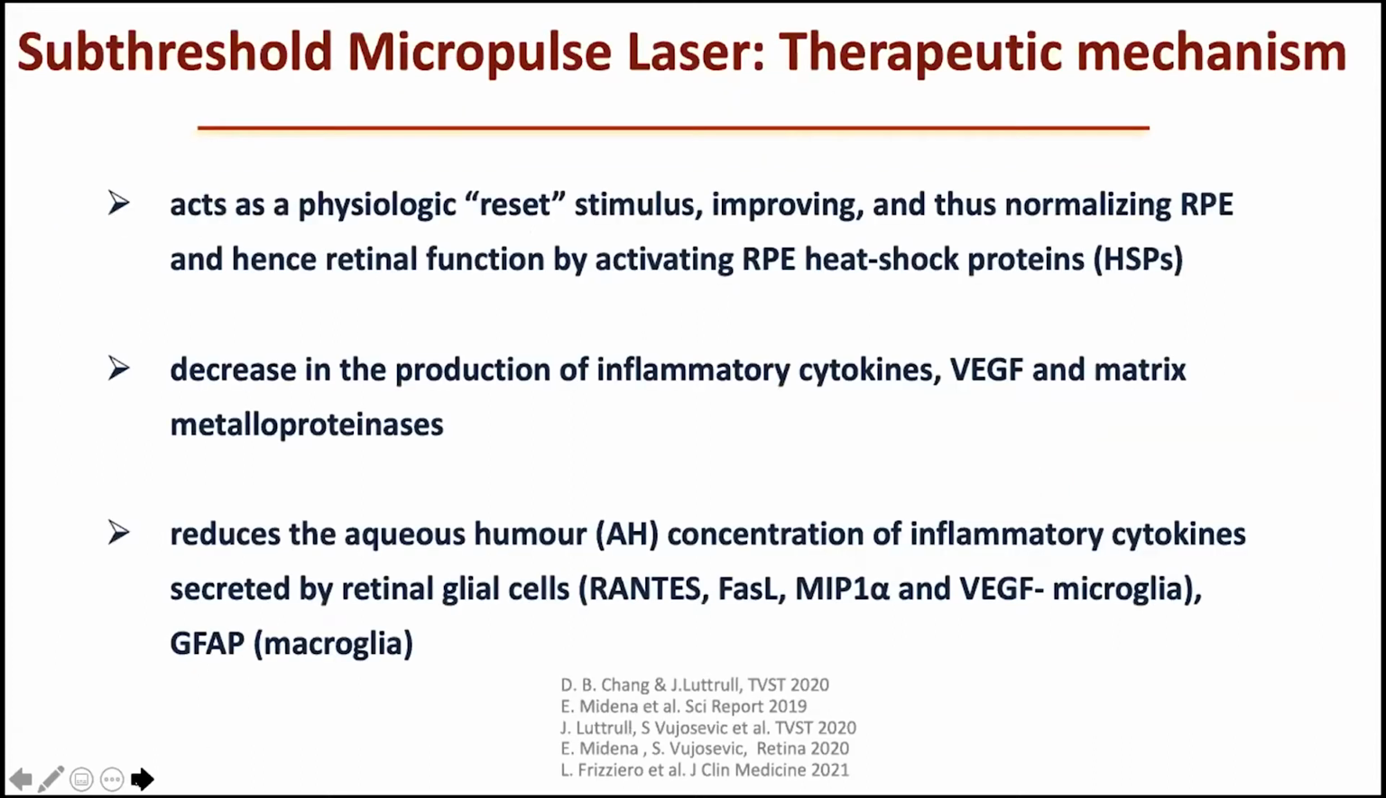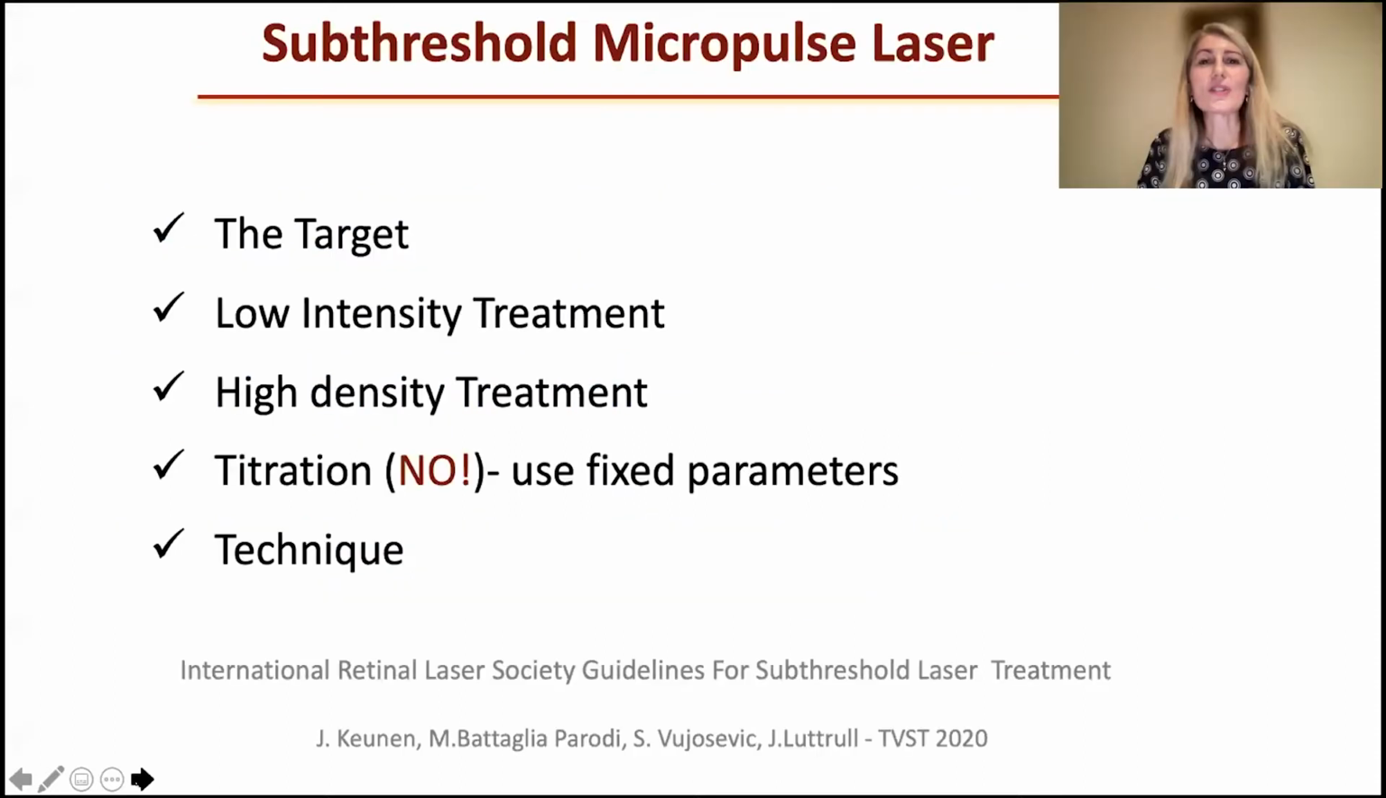So what is the therapeutic mechanism of subthreshold micropulse laser? It acts as a physiologic reset stimulus that improves and thus normalizes RPE and retinal function by activating RPE heat shock proteins. But it also decreases the production of inflammatory cytokines, VEGF, and matrix metalloproteinases. And also it has been shown that it reduces the aqueous humor concentration of inflammatory cytokines that are secreted by the retinal glial cells.